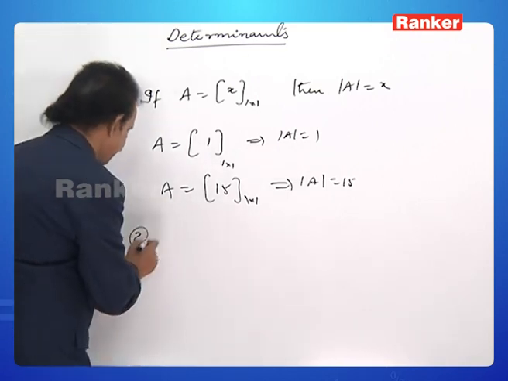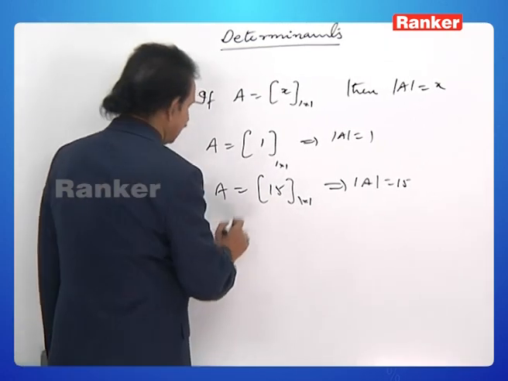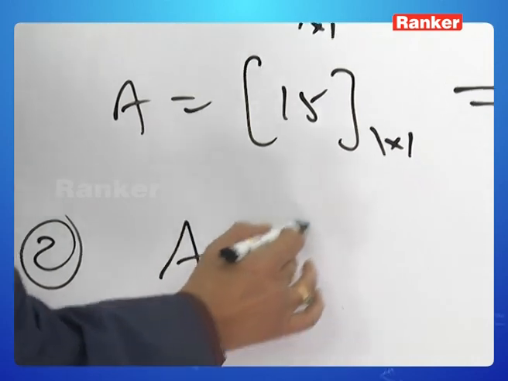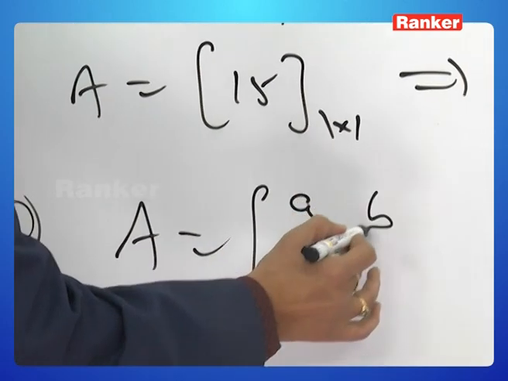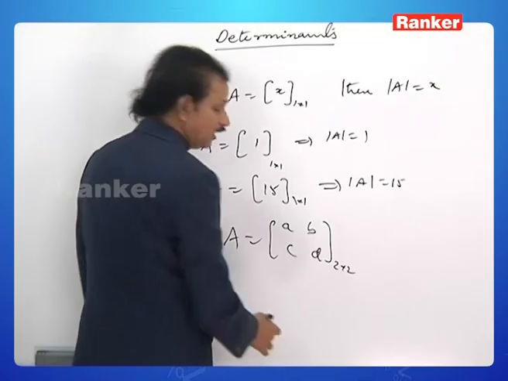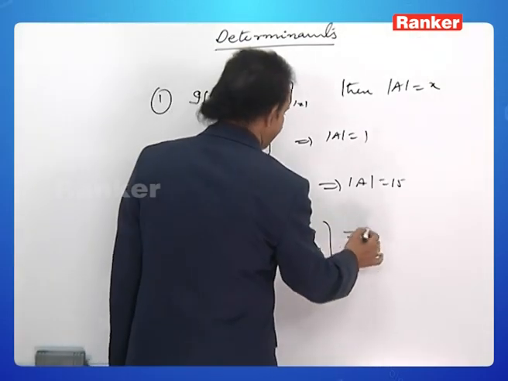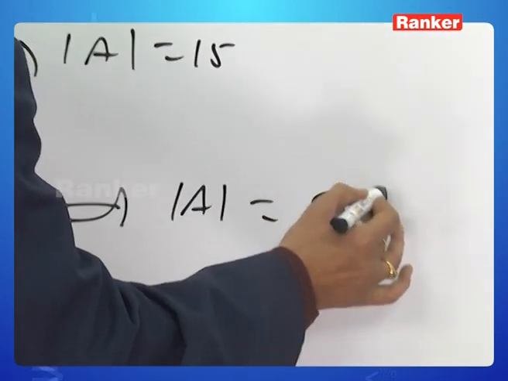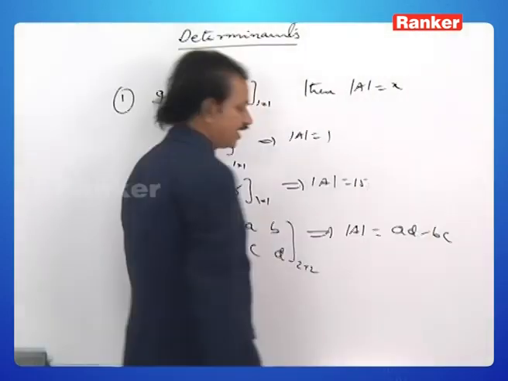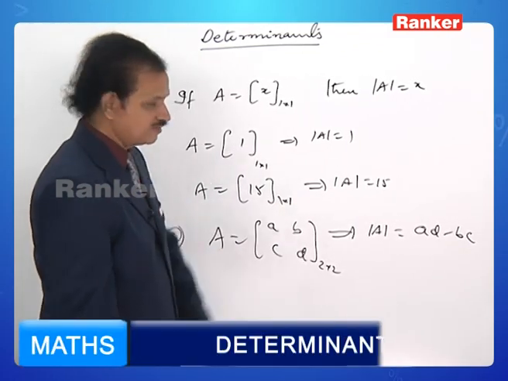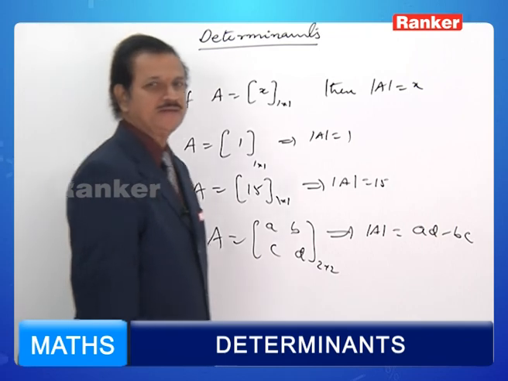Okay, second case. What is the second case? 1 by 1 order we have discussed. Now let us look at a 2 by 2 square matrix, a, b, c, d, like that. In this case, we define det A as the difference of the cross products, ad minus bc. As you know, it is the difference of the cross products, ad minus bc.